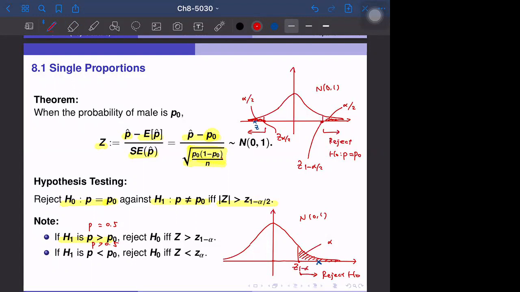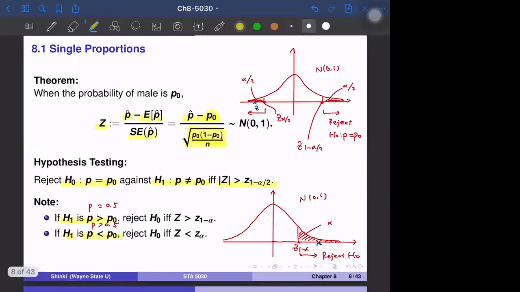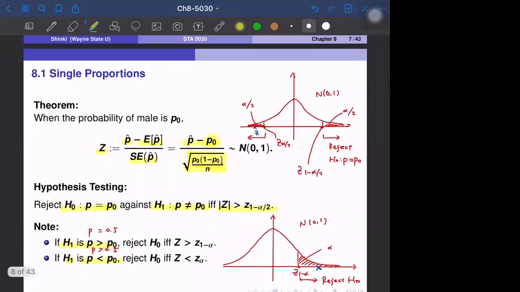And the other way around is similar. H1 may be that p is less than 0.5. In such a case, we only reject the null hypothesis if the z value is small enough. So this is the general theory for the test for a single proportion. Next time we will have an example for this theorem.